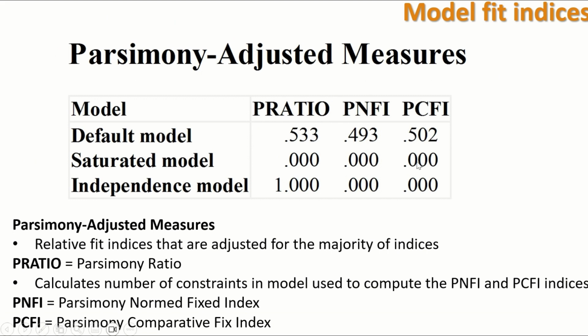As shown here in the extract, the table contains the PRATIO value, the PNFI and the PCFI. It is a parsimony adjusted measure, a relative fit index adjusted for the majority of indices. The PRATIO is the parsimony ratio. It calculates the number of constraints put on a model, used to compute the PNFI and PCFI indices. PNFI is the parsimony normed fit index, and the PCFI is the parsimony comparative fit index.